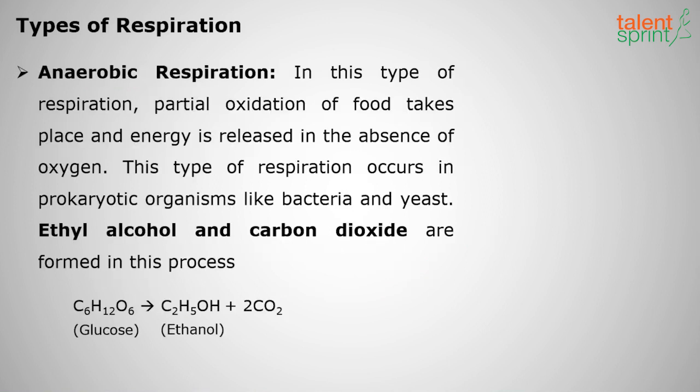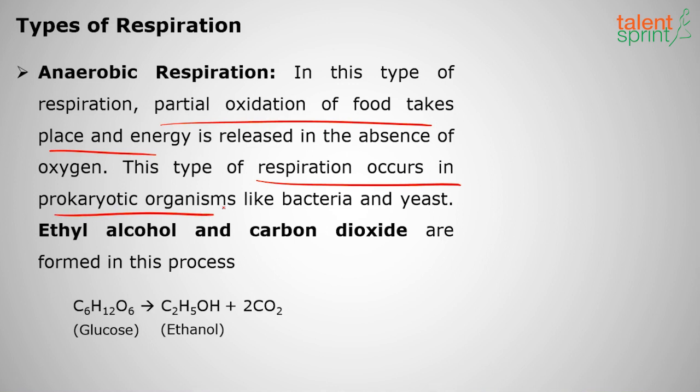Next is anaerobic respiration, where we don't use oxygen. Partial oxidation of food takes place here. This type of respiration occurs in prokaryotic organisms or single-celled organisms like bacteria and yeast. Here ethyl alcohol or carbon dioxide is produced. Generally we also do that. Sometimes if we sit on the floor, we may get numbness. This is because of less oxygen present, right? After some time it may recover. So glucose is converted here without the presence of O2. In the absence of oxygen, it is converted into ethyl alcohol or ethanol or lactic acid, and carbon dioxide is given out.